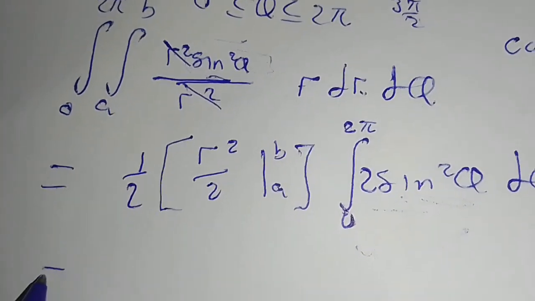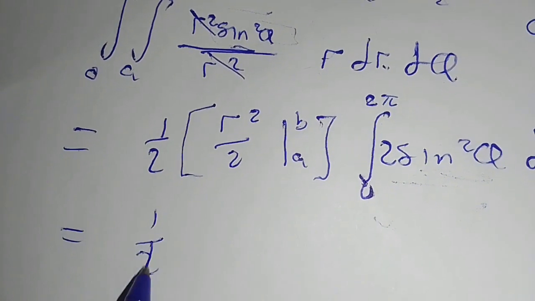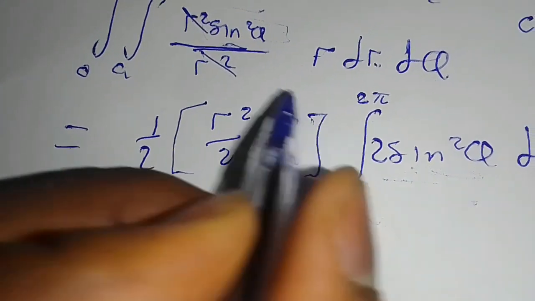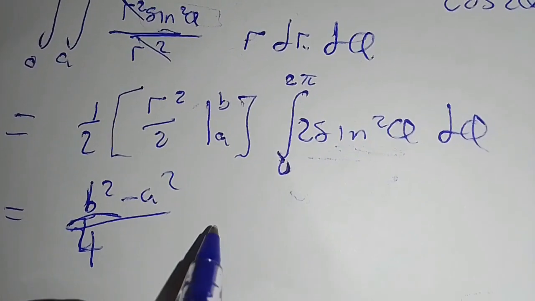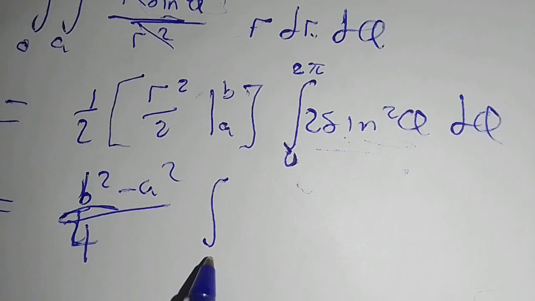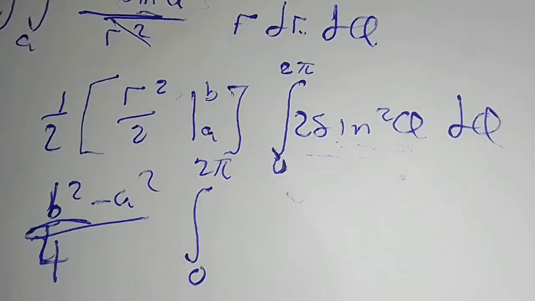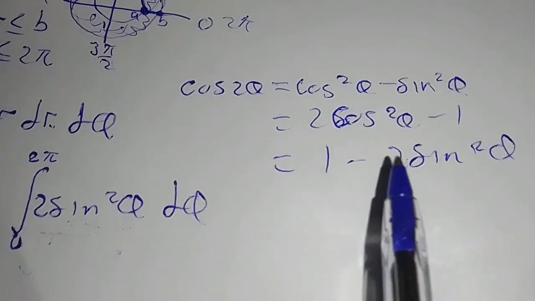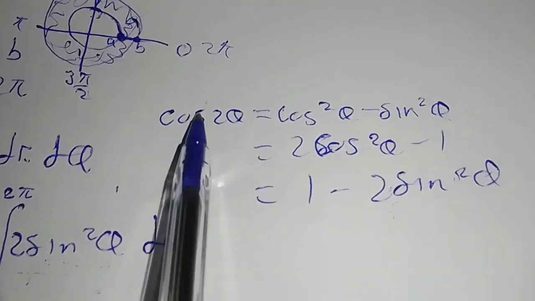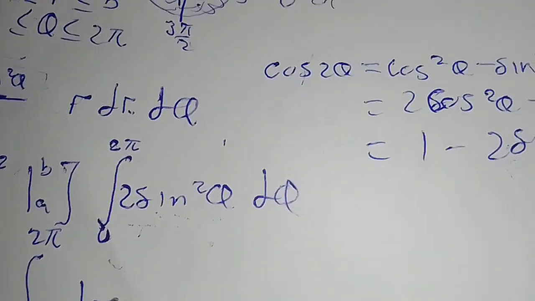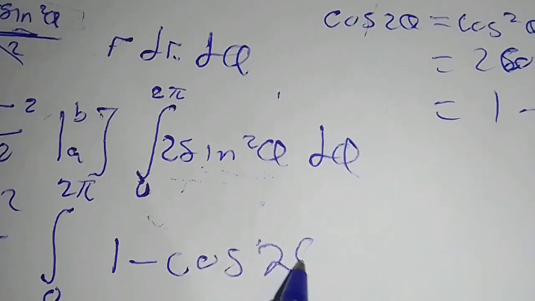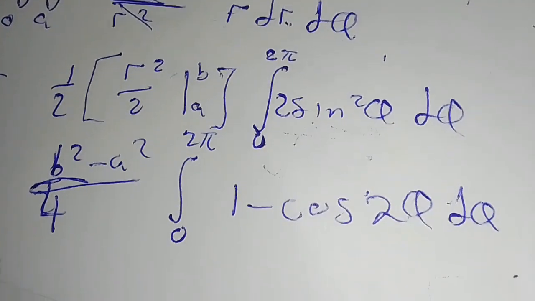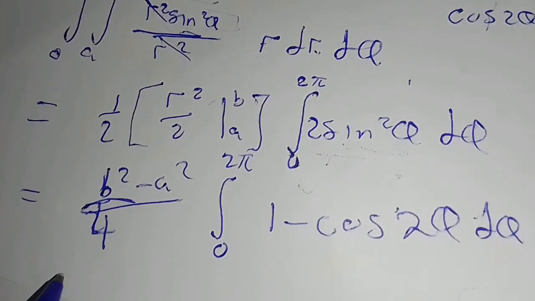So the solution to that one will just be a half, and then basically 1 over 4 into b squared minus a squared, if you evaluate this thing right here. And then you multiply with the integral from 0 to 2 pi of 2 sine squared theta, which is just going to be, oh, I didn't write that down. 2 sine squared theta, take it this side, and you take cos 2 theta that side, so you have 1 minus cos 2 theta d theta. From there, you just work out that integral right there.